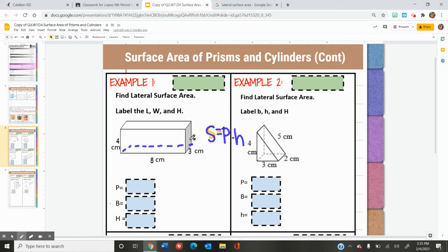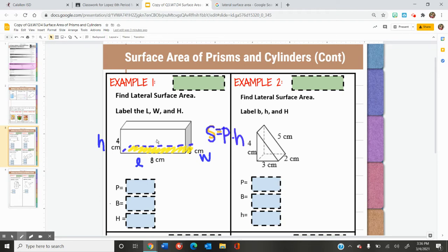So do not let it confuse you that this is shaded, that is your base. Again, it is whatever side your whole shape is laying on. So that bottom, that's going to be my base shape. Now, that's going to be my length, and this will be my width. Now, my height is the distance between my base shapes, so that means that this would be my height here. So, my first step is to find the perimeter of my base.